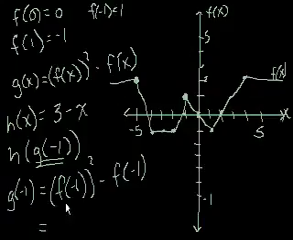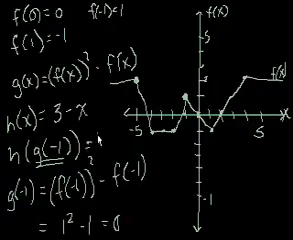So g of negative 1 is equal to, well, that's just 1 squared minus 1. Well, that equals 0, right? Because f of negative 1 is 1, so it's 1 squared minus 1. That equals 1 minus 1, which is 0. So g of negative 1 is 0.